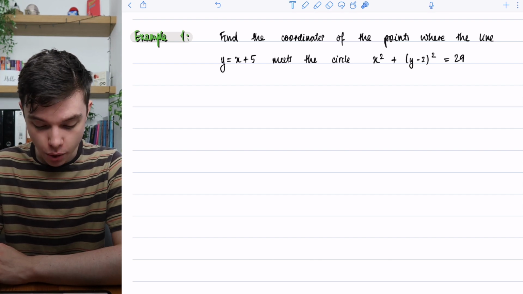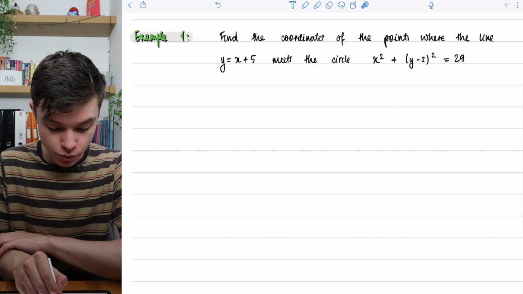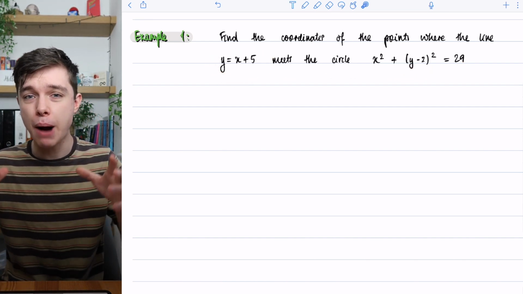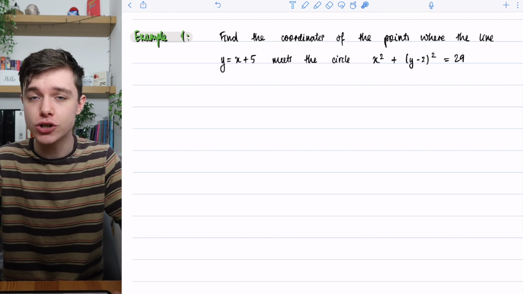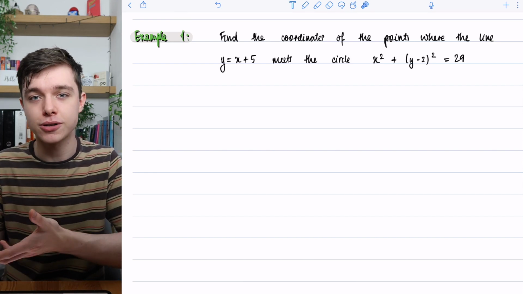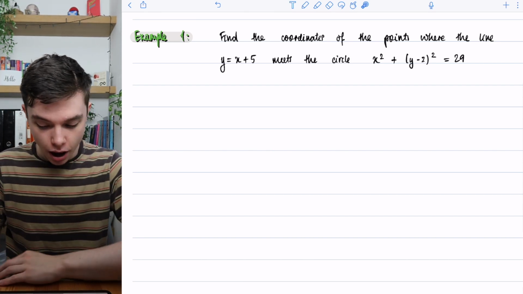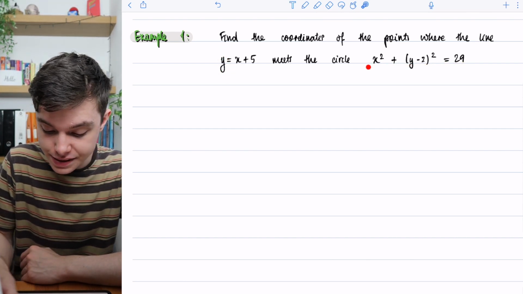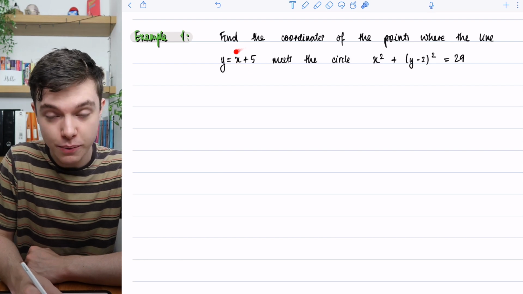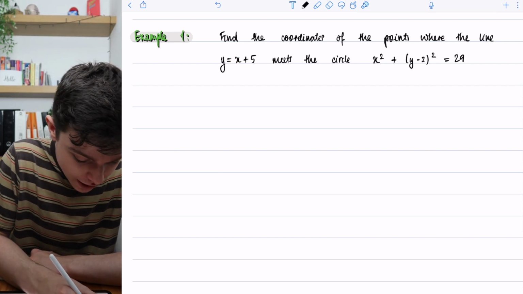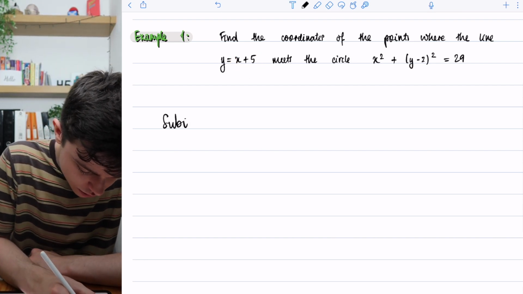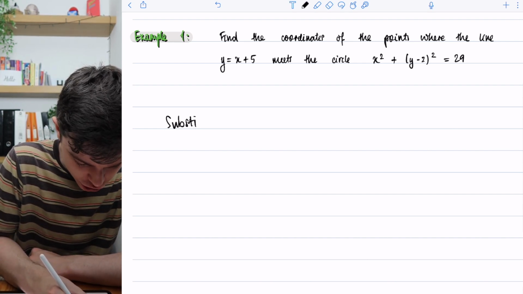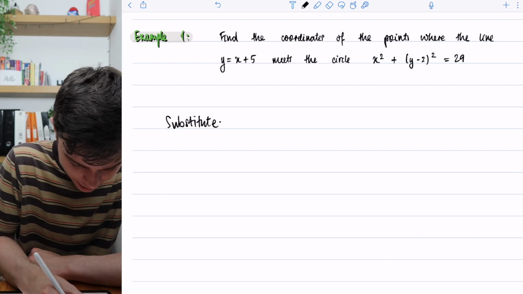Okay, let's see. So, like I said, you can substitute this straight line into the equation of the circle. When we do that, we're basically setting them equal to each other, so that will give us the intersection point. Wherever I see a y in this equation, I'm going to replace it with x plus 5. So let's substitute.